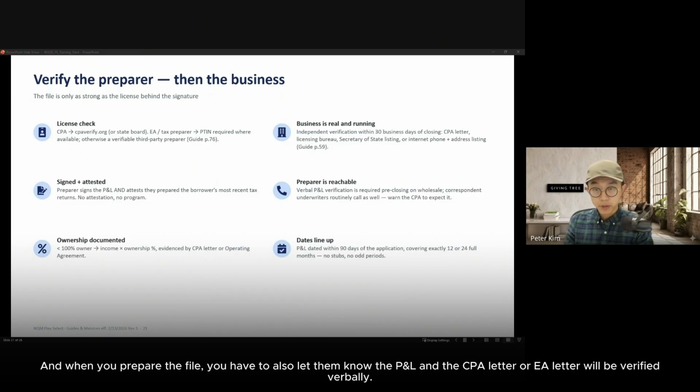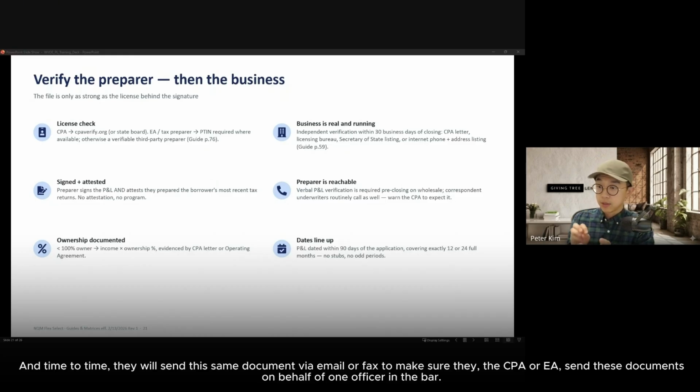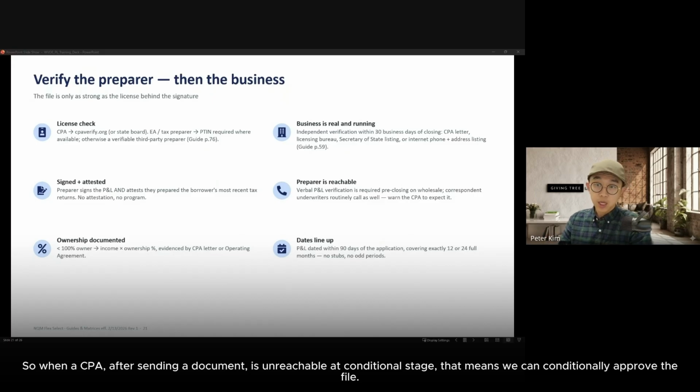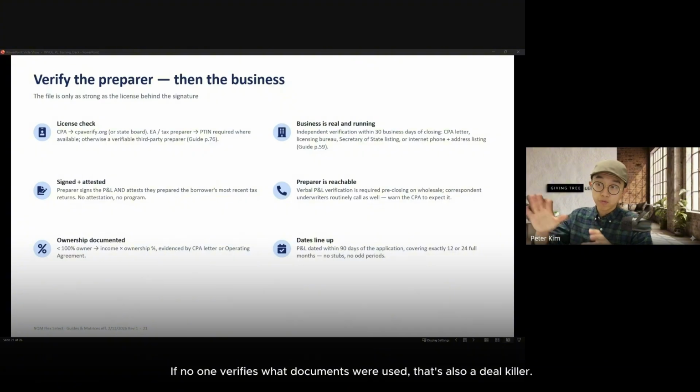And when you prepare the file, you also have to let them know the P&L and the CPA letter or EA letter will be verified verbally, and from time to time, they will send this same document via email or fax to make sure the CPA or EA sent these documents on behalf of the loan officer and the borrower. These correspondent transactions, whether it's a wholesale file or a correspondent file, routinely make the same call. So when a CPA, after sending a document, is unreachable at conditional stage, that means we cannot conditionally approve the file. If no one verifies what documents were used, that's also a deal killer.